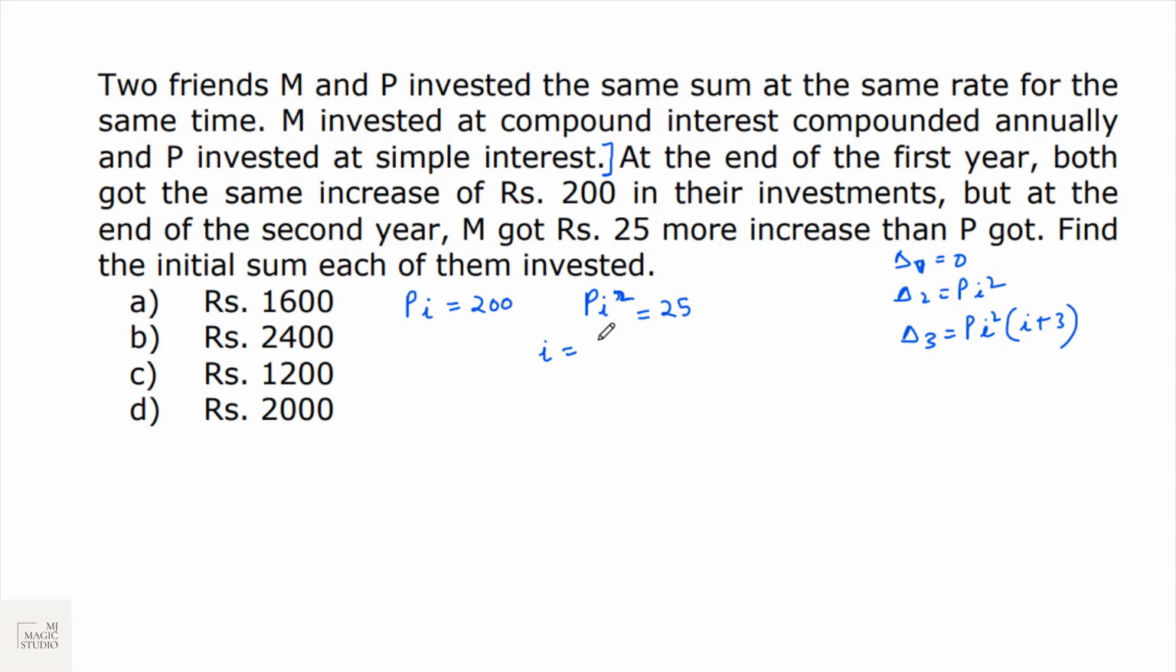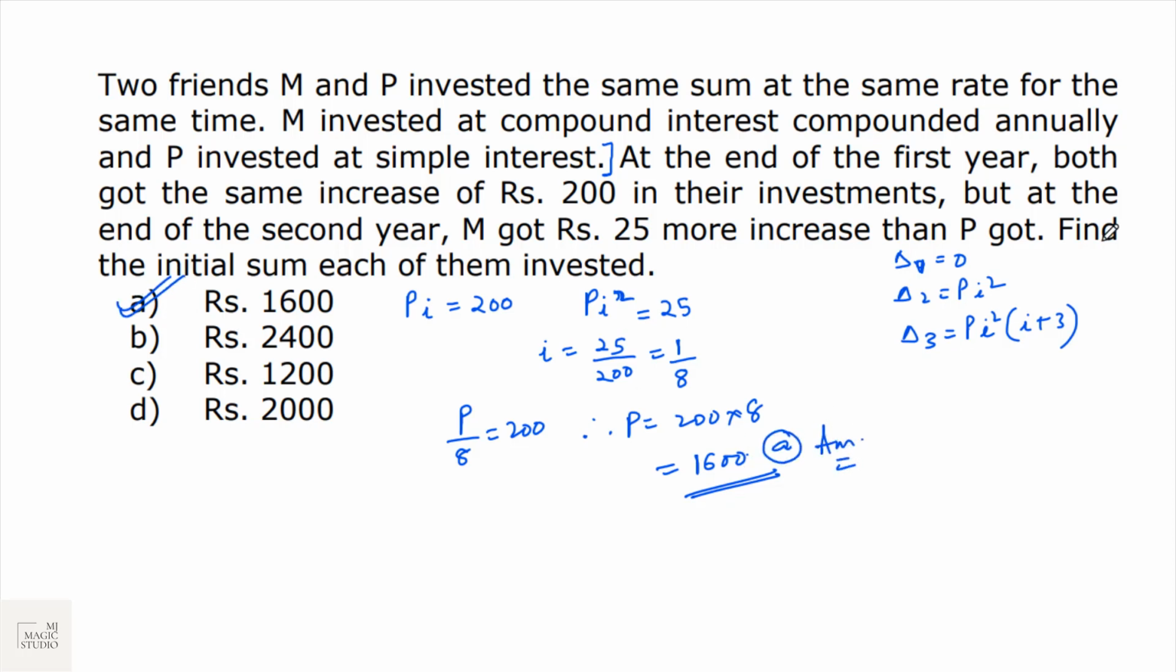First of all, if we divide these two, we'll get I equals 25 by 200, that is 1 by 8. Now we just need to put 1 by 8 here and we'll get the value of P. So P by 8 is 200. Therefore, P is equal to 200 into 8, that is 1600. The sum invested by each one of them is 1600. Option A is the pick. Once we know the formulas, we just need to plug in and find the value. Isn't it? Okay, let's see the next one.